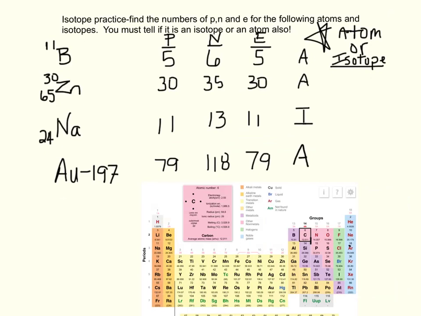Sodium, Na, is 24 is what's given to you, but it says on the periodic table 22.9. That is not within a half, so that would be an isotope. Gold, Au, is given as 197, and on the periodic table, it's almost 197, so it's within a half, so that would be an atom.